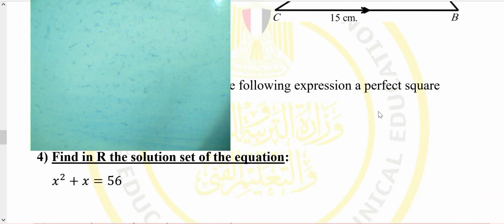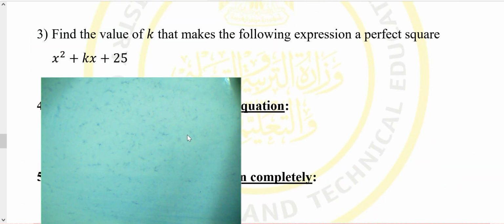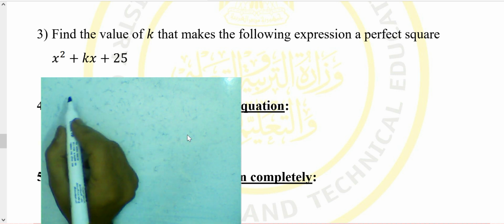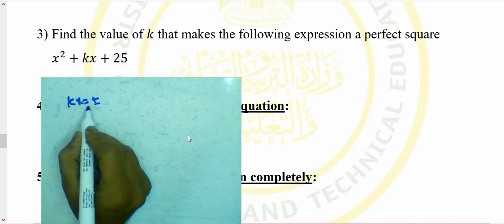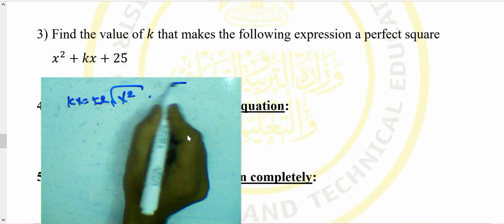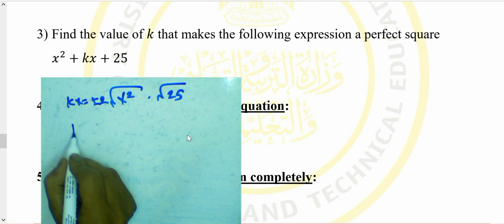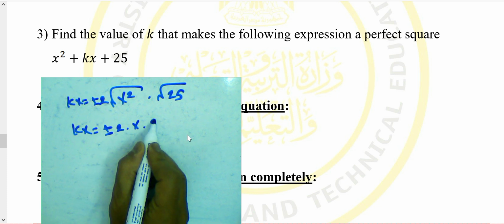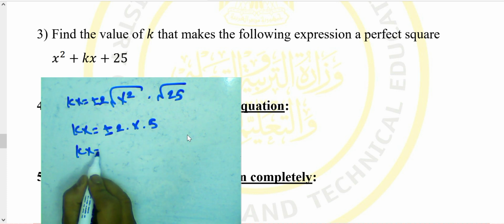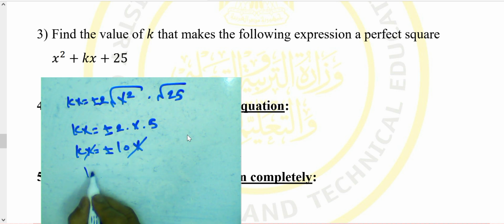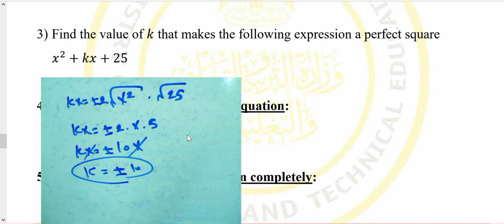Next question: find the value of k to make the expression a perfect square. We know kx is in the middle, so kx equals positive or negative 2 times the square root of the first term times the square root of the third term. Then kx equals positive or negative 2 times x times 5, which is 10x. We simplify, then k equals positive or negative 10. That's the value of k.